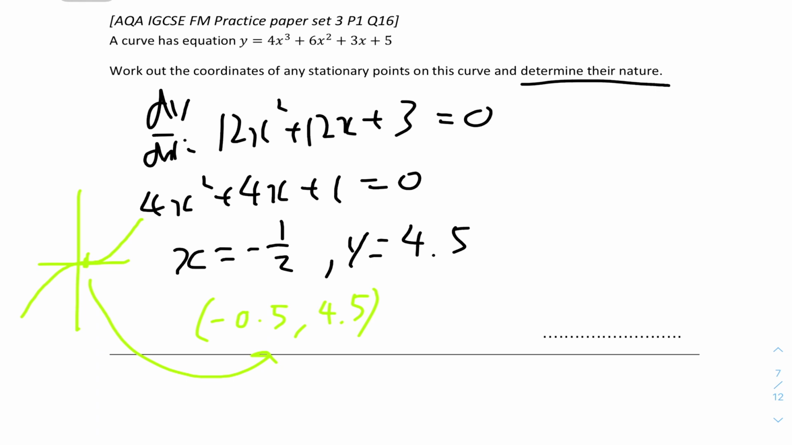So the stationary point is minus 0.5, 4.5, and it is a point of inflection, like so.